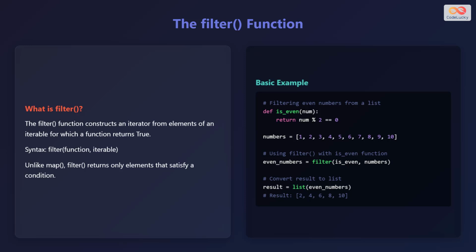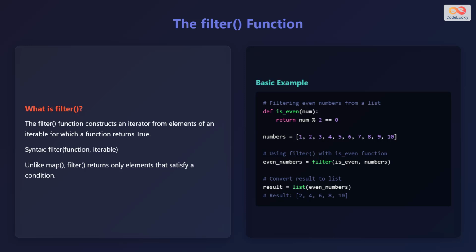Now let's explore the filter function. The filter function constructs an iterator from elements of an iterable, for which a function returns true. The syntax for filter is filter, then the function and the iterable. Unlike map, filter returns only the elements that satisfy a condition.